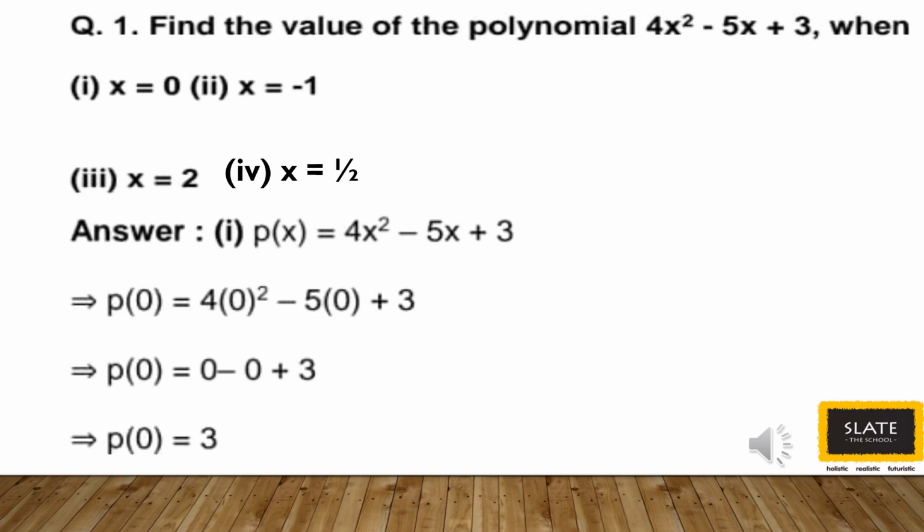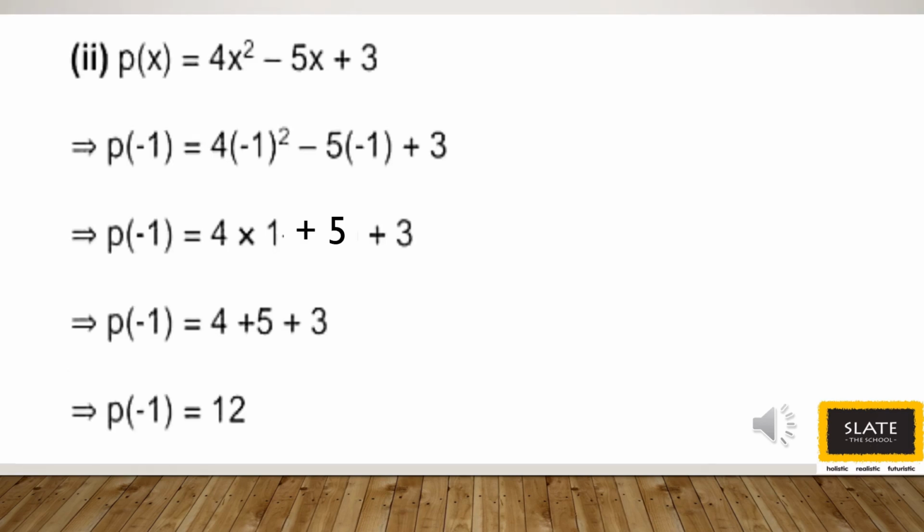Given p of x is equal to 4x square minus 5x plus 3. Now we need to replace x with 0. So p of 0 is equal to 4 into 0 square minus 5 into 0 plus 3. Now 0 square is 0 and a number multiplied by 0 is 0. So we get 0 minus 0 plus 3. Therefore, p of 0 is 3.